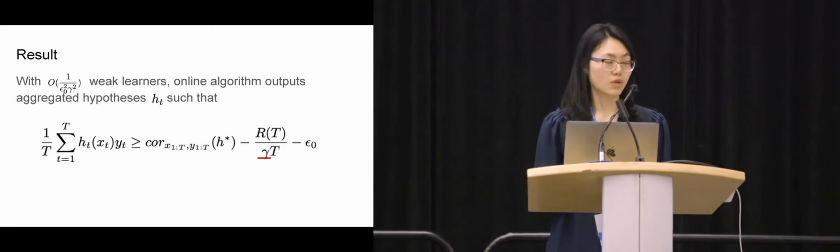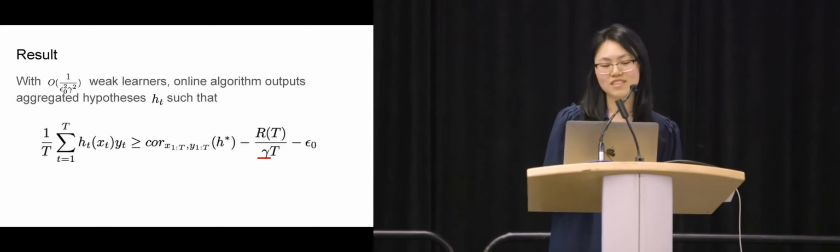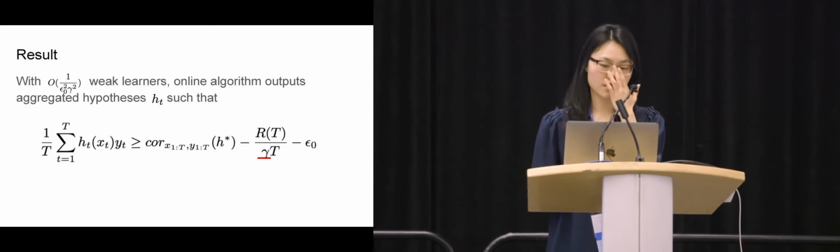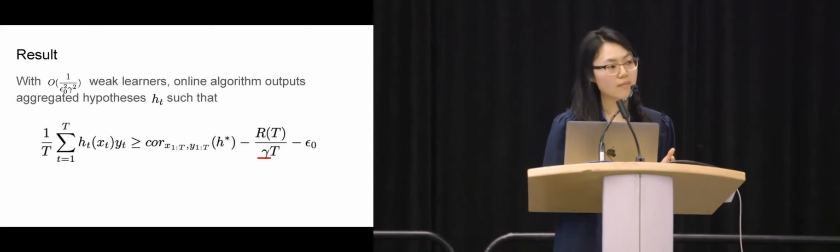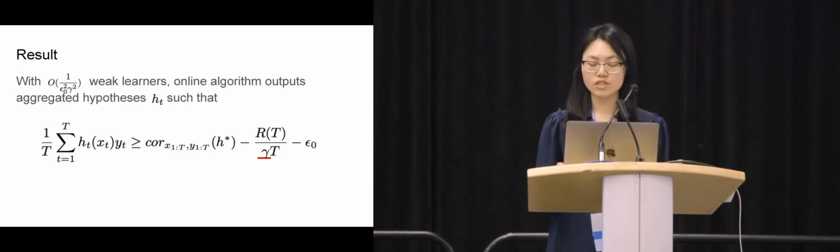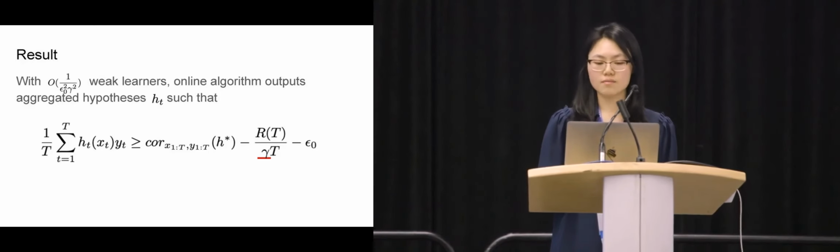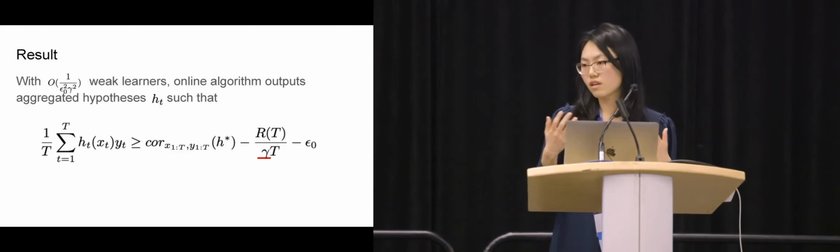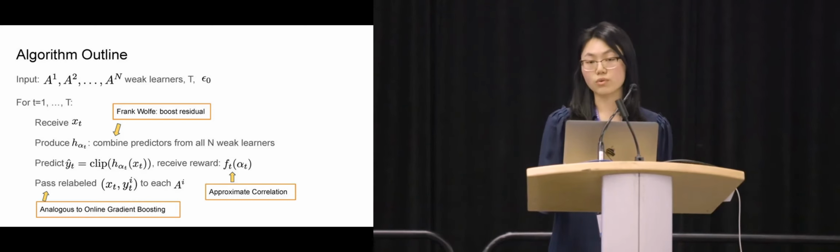So with our algorithm, we propose an algorithm such that with O of 1 over epsilon naught squared, gamma squared weak learners, it outputs an aggregated hypothesis HT such that the average performance is greater than or equal to the online correlation of H star minus an average regret term scaled by 1 over gamma minus epsilon naught. So if we want better accuracy, we will need more weak learners.